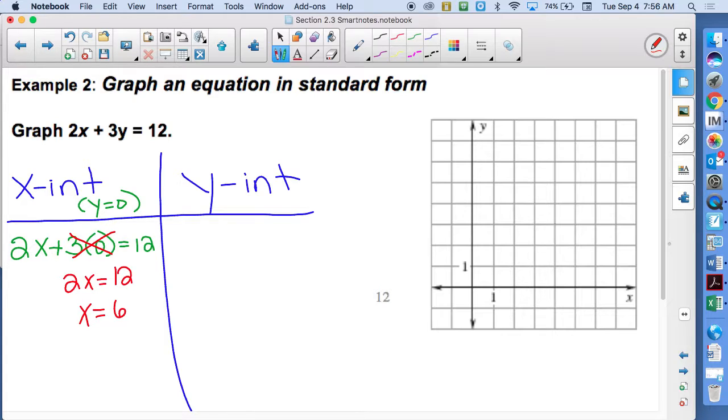Now it wants us to write this as an ordered pair. And that's something throughout the year that we're really going to try and work on. If it's a point on the graph, it needs to be written as a point that we would plot on your graph. So this ordered pair is 6, 0. X equals 6 is a solution. 6, 0 is an ordered pair that you plot on your graph. So 1, 2, 3, 4, 5, 6. Here is our x-intercept.